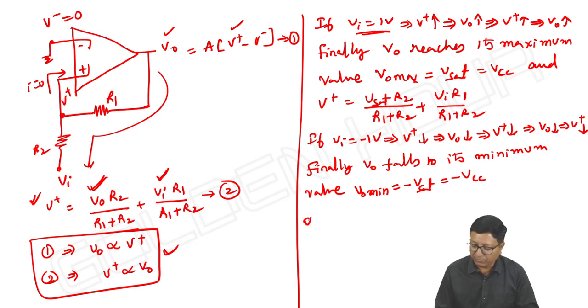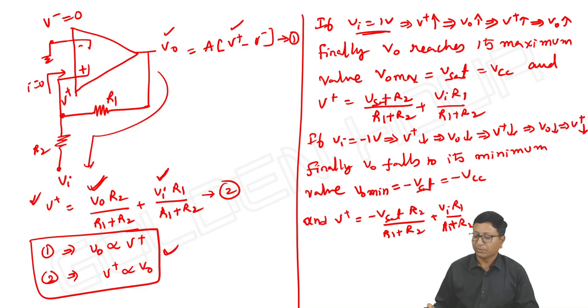And what about V plus? It is minus V sat into R2 by R1 plus R2, plus Vi into R1 by R1 plus R2. That's it. I need not worry much about it.